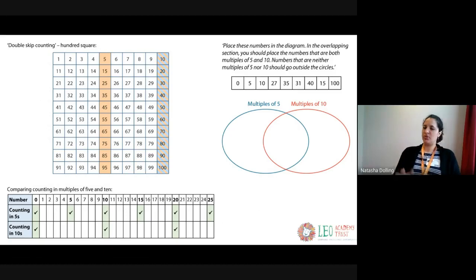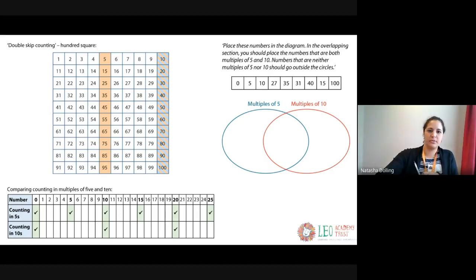And once children have learnt or know more than one times table, a really nice way of getting them to pattern spot is doing these Venn diagrams. So what are multiples of 5? What are multiples of 10? What goes in the middle? And you could do this really for any of the times tables, but it is really nice to do it with the times tables that are linked and that have patterns.